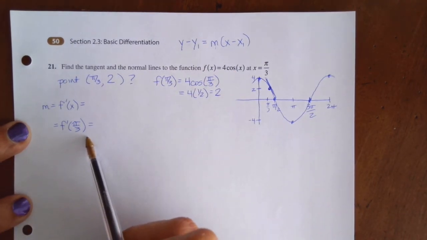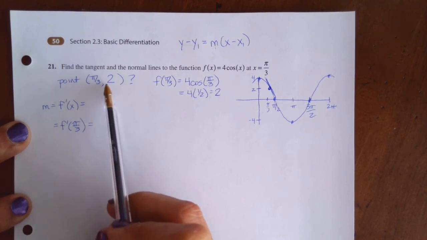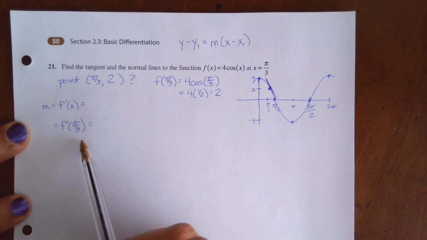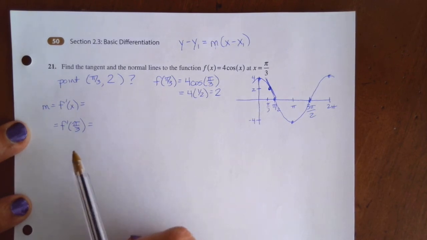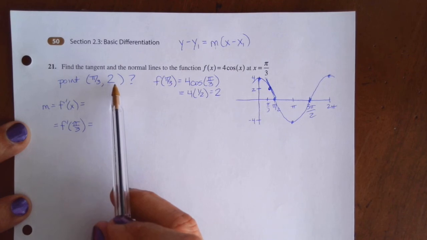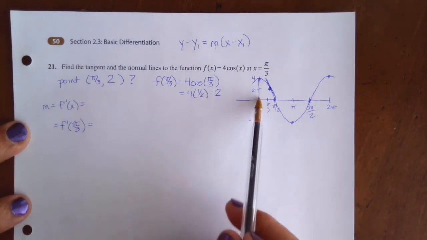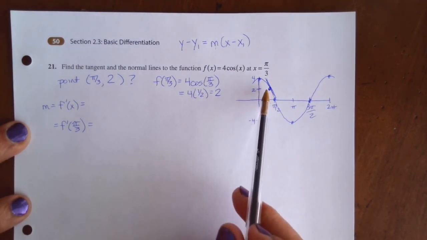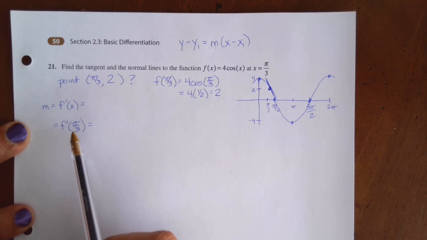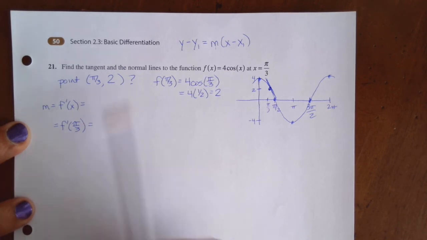I have a lot of students who are very confused. How do I know whether to plug pi over 3 into the original function? How do I know when to plug pi over 3 into the derivative? So remember, you are finding an ordered pair. That's the original function. You want to know where that point is on the function. When you're plugging the number into a derivative, that's giving you the slope. That's it. So you'd only plug pi over 3 into the derivative if you want the slope, and we need the slope. So that's what we're getting ready to do.